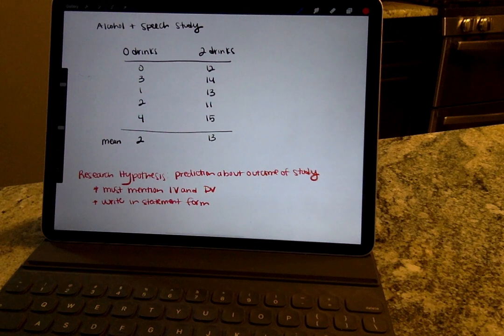We are not doing that in here. We are going to write them in terms of a statement. All right, so no questions, statements. So let's go back to this study. We're looking at the relationship between alcohol and speech.